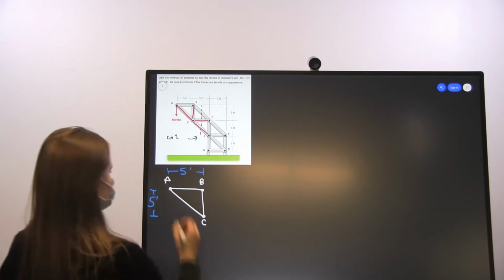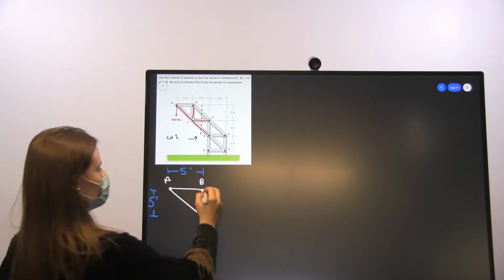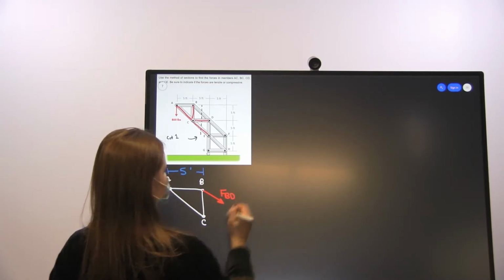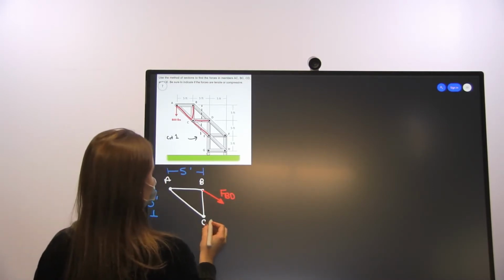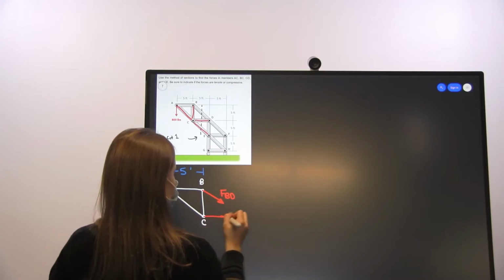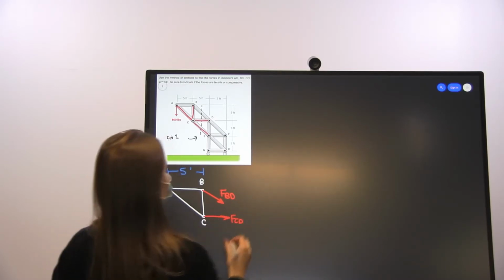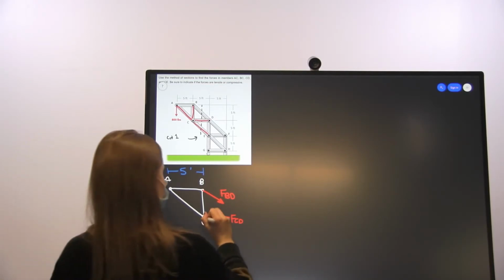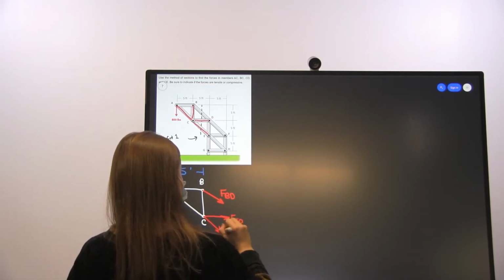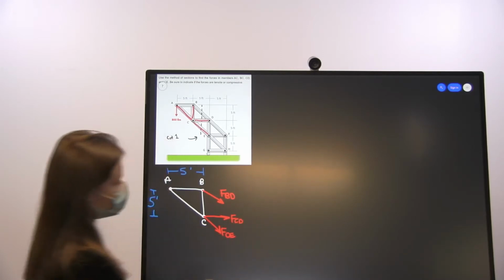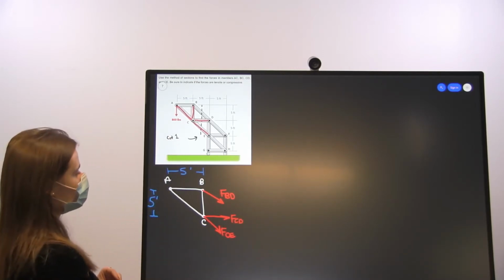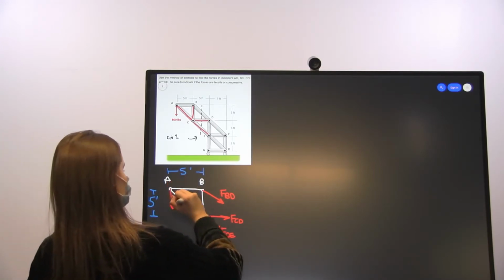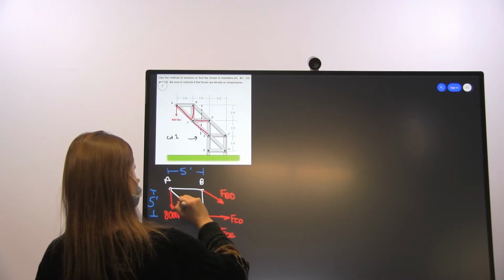And then we're going to have different forces acting on it. We're going to have force BD acting right here, and force CD acting straight across, and then another angled downward force, force CE, right here as well. We also have this 800 pounds downward force.